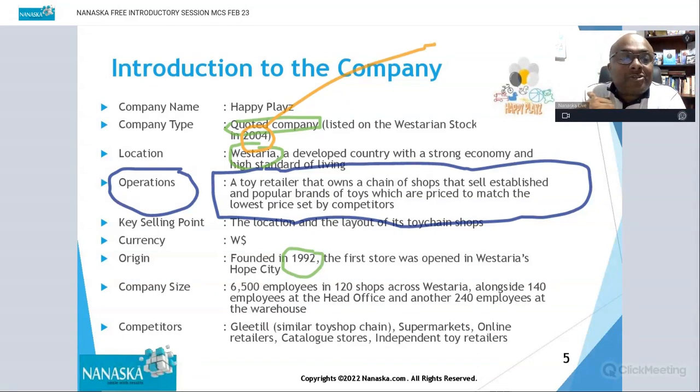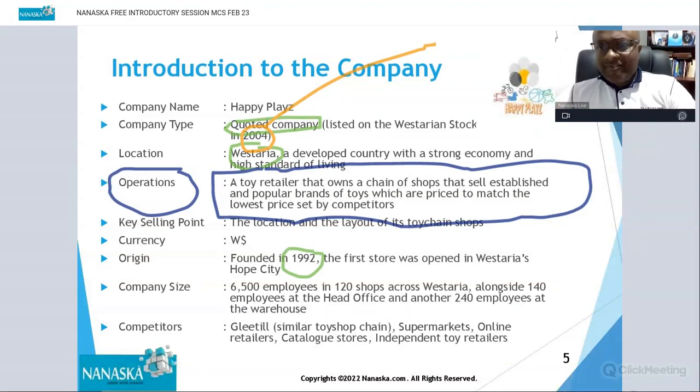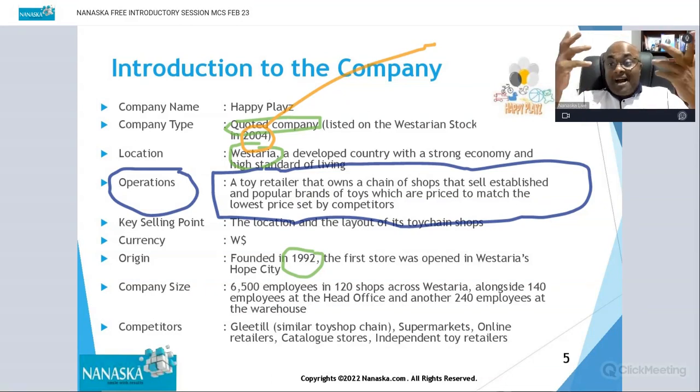Which are priced to match the lowest price set by competitors. That I'm confused, what do you mean? We have set our prices to match the lowest price set by the competitor. That means we are a cost leader. We try to go by the lowest price. I thought we would differentiate ourselves because we are selling branded, premium, well-known, established, popular brands of toys. So I'm a little confused on that, right?